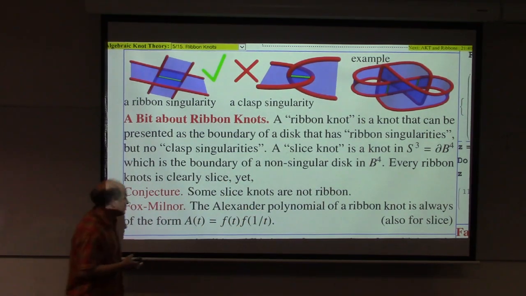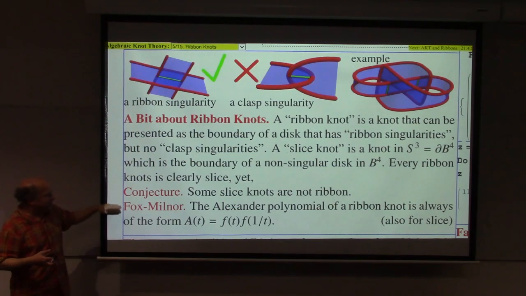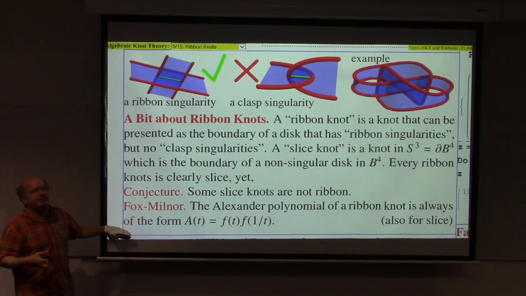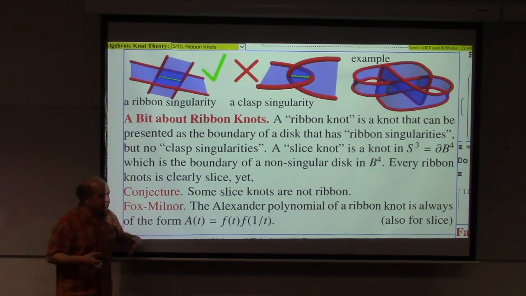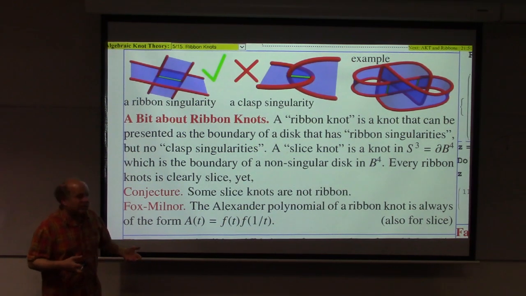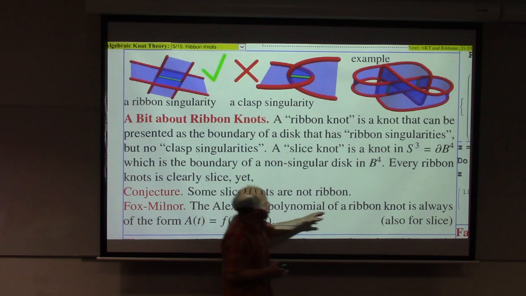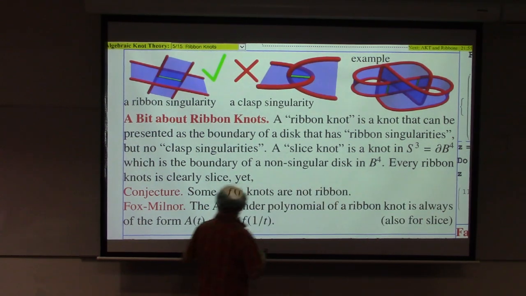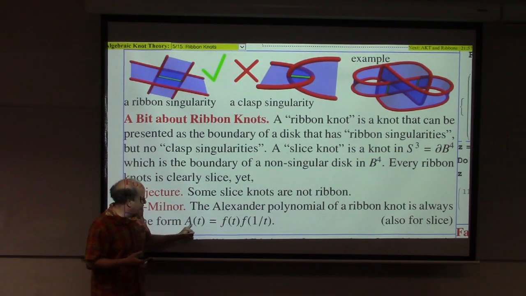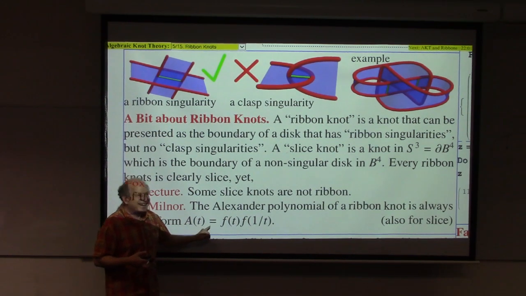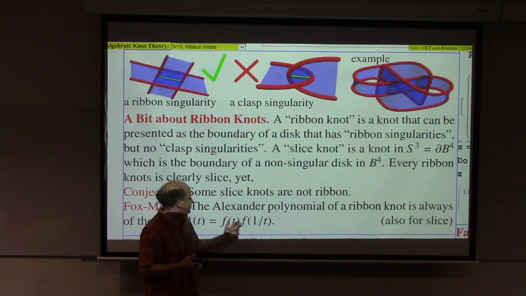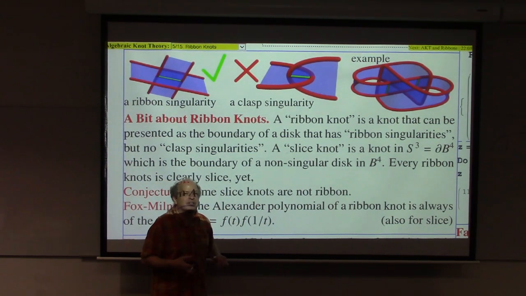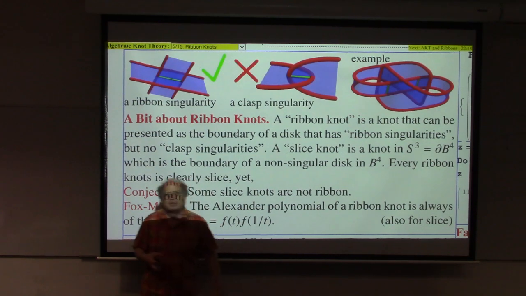Maybe as an aside, there is something called the Alexander polynomial, and the Alexander polynomial can be proven to have the following property. The Alexander polynomial of a ribbon knot is always of the form, it's a Laurent polynomial, the Alexander polynomial at t can always be written, if the knot is ribbon, as f of t times f of 1 over t.